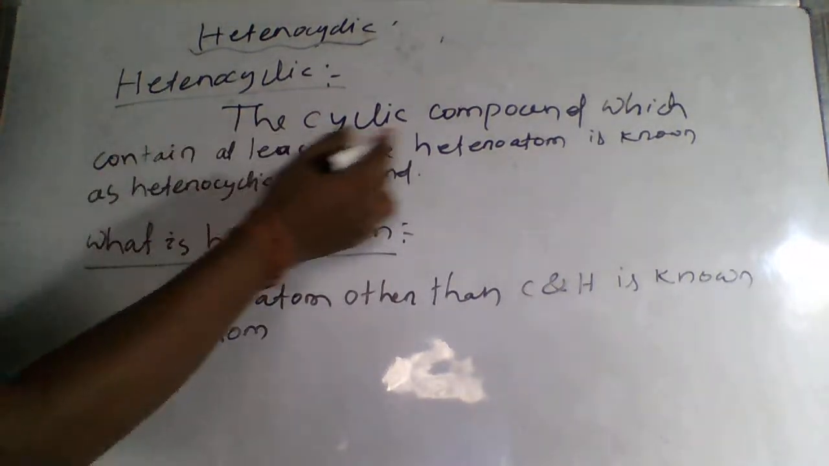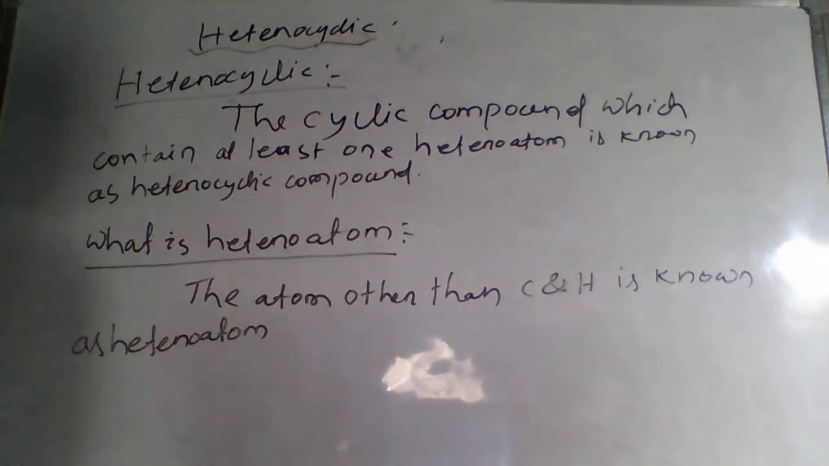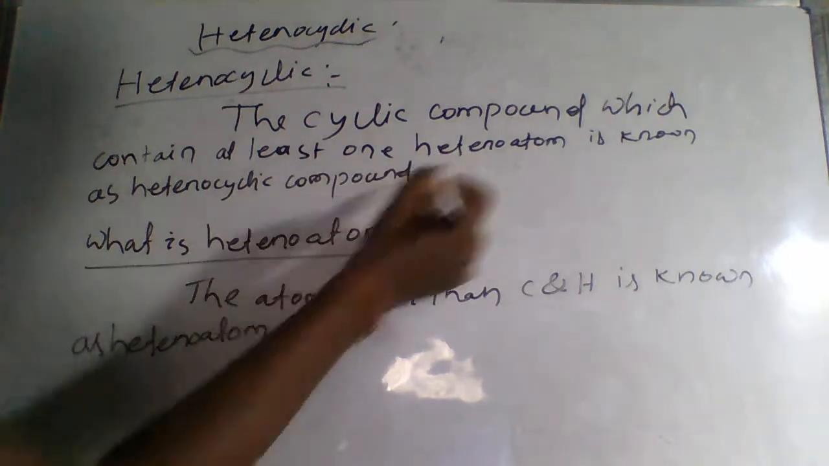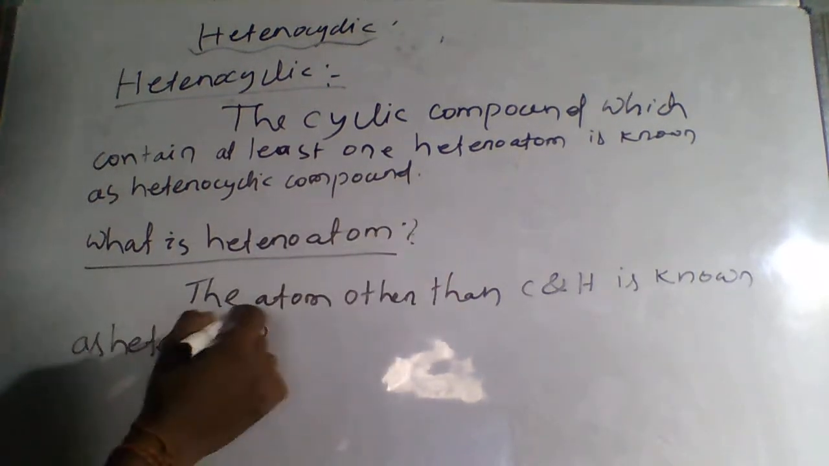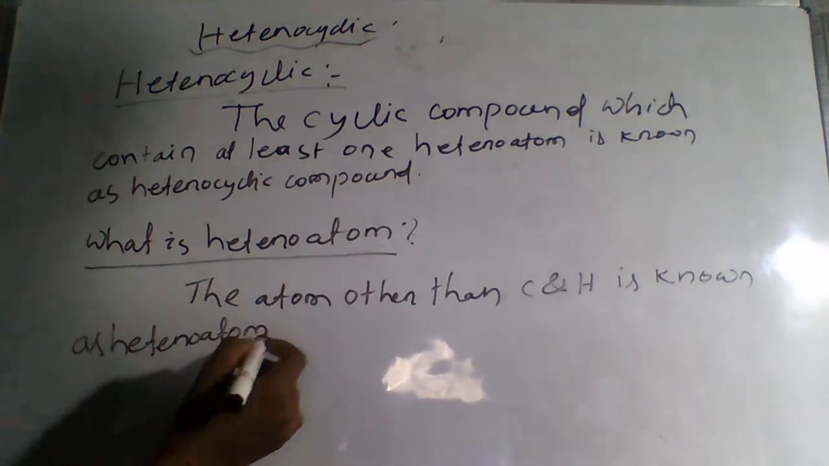And a cyclic compound which contains at least one heteroatom is known as a heterocyclic compound. And what is a heteroatom? The atom other than carbon and hydrogen is known as a heteroatom.